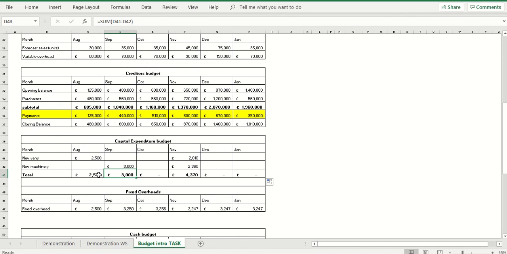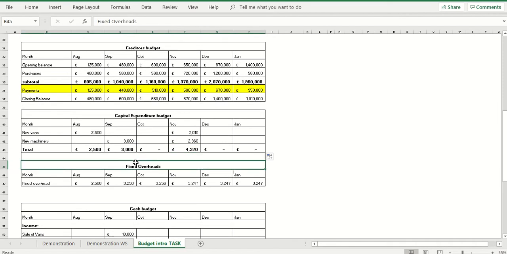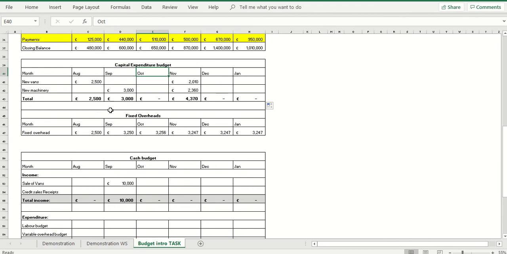In August we expect to buy machinery worth £205,000, and in November we expect to purchase machinery and vans worth £4,370. Our fixed overheads are just that, our fixed overheads, and we're given them in this task here. So we don't really need to do anything other than appreciate that that is how much we expect to spend on our fixed overheads, like rent, insurance, and all of that sort of thing.